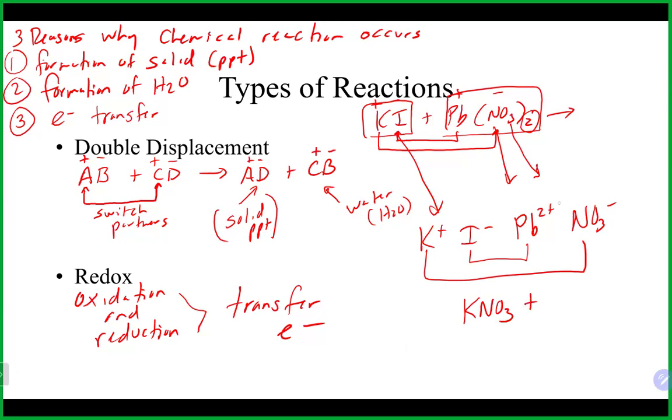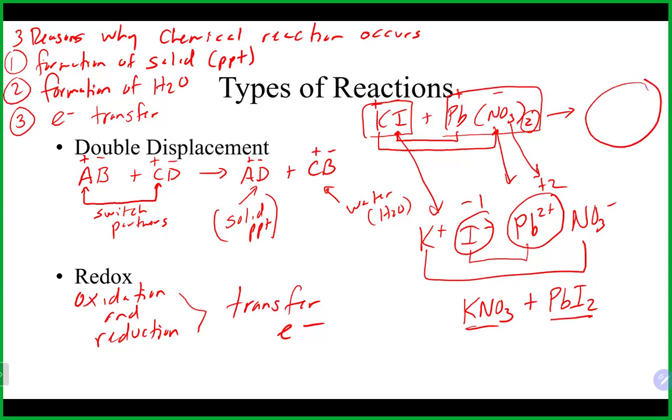Now, when we take this one, which is +2, and this one, which is -1, just like we did with nomenclature, I actually need 2 of the I's to balance that out to 0. So the proper formula here is PbI2. And once again, these are the proper formulas that you should put on this side of the arrow, regardless of the balancing.